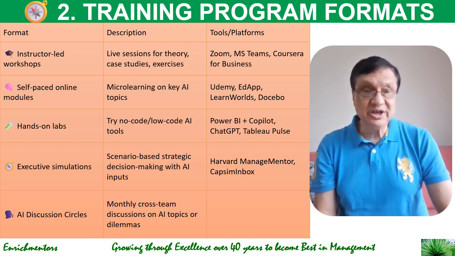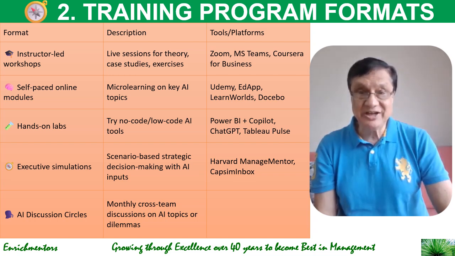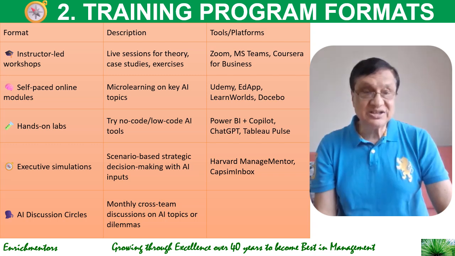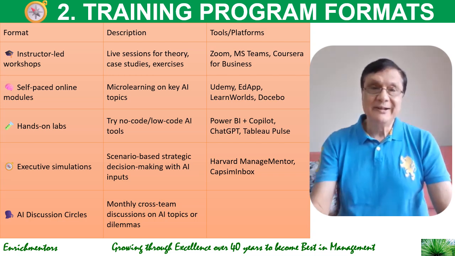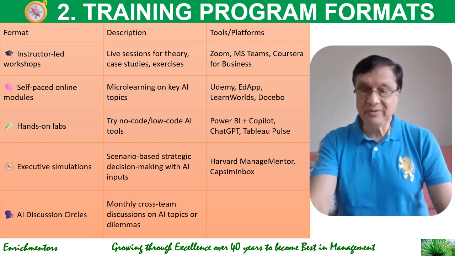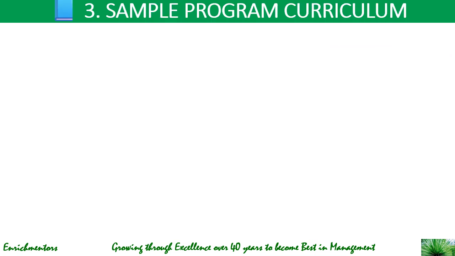You could do executive simulations, right? Using scenario-based strategic decision making with AI inputs at Harvard ManageMentor and Capsim. And lastly, you could have AI discussion circles where cross-functional teams meet monthly on key topics or dilemmas and discuss. So these are various training program formats that you can use. Let's take a look at a simple program curriculum.